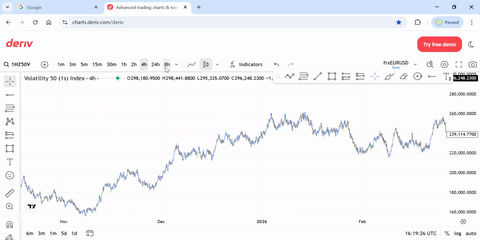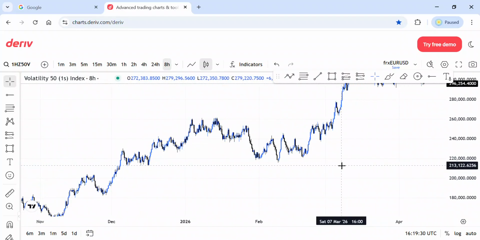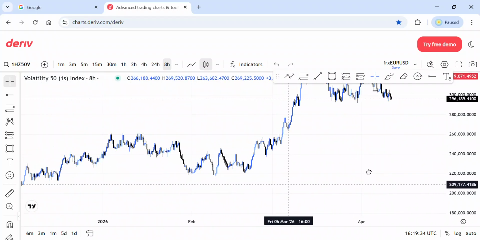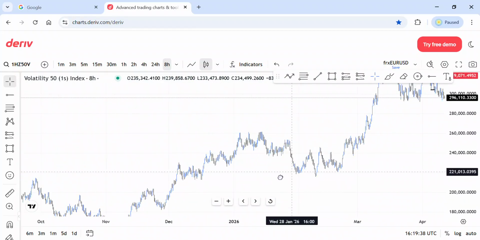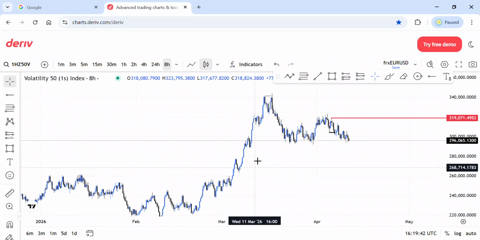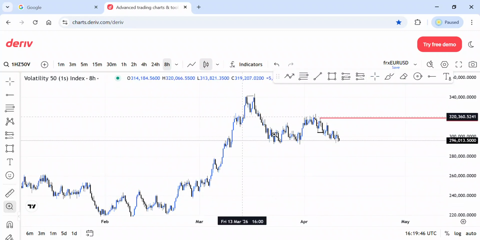Let me go to the 8 hour time frame. Like I said, you can go to any time frame just to identify this, because I'm seeing something somewhere. I think somewhere here there is something I need to check out.